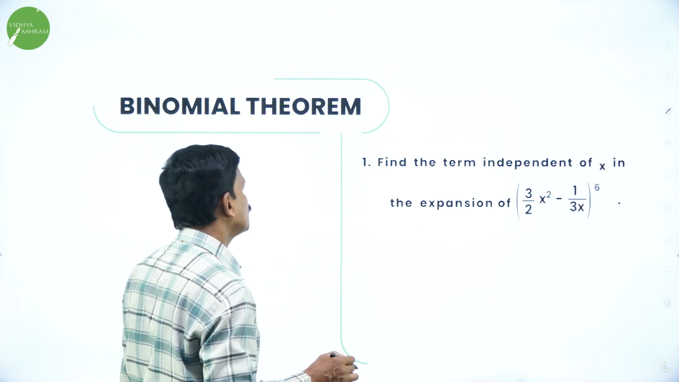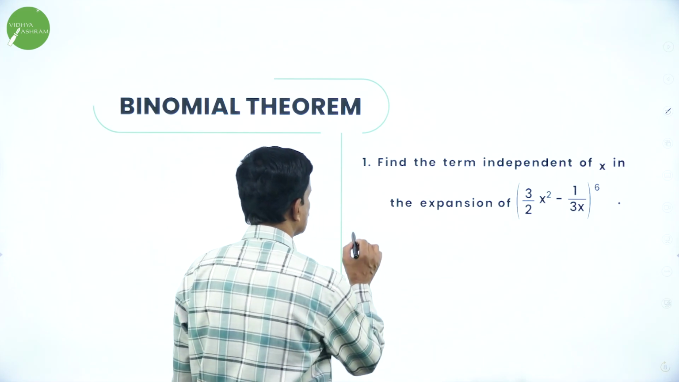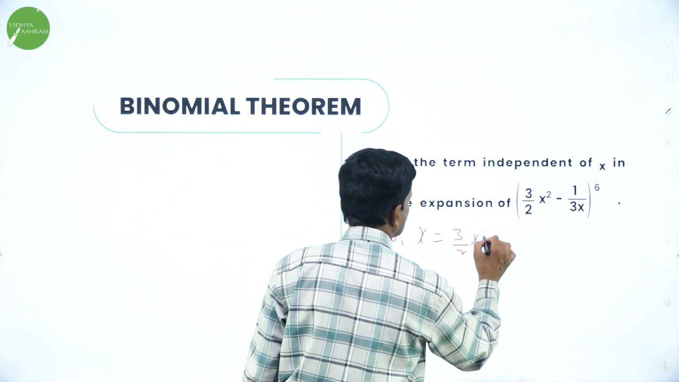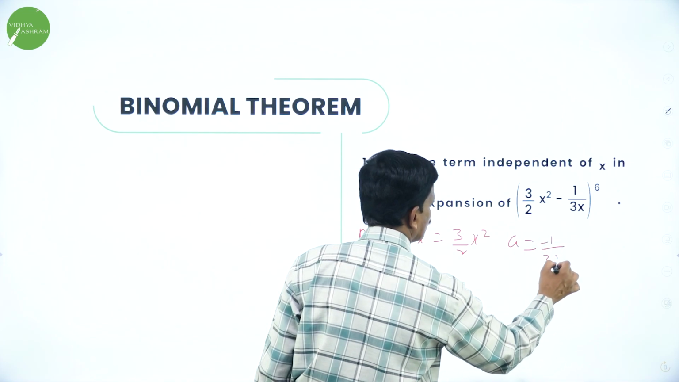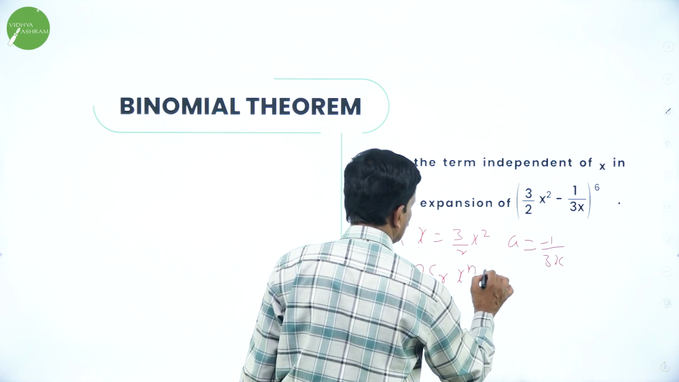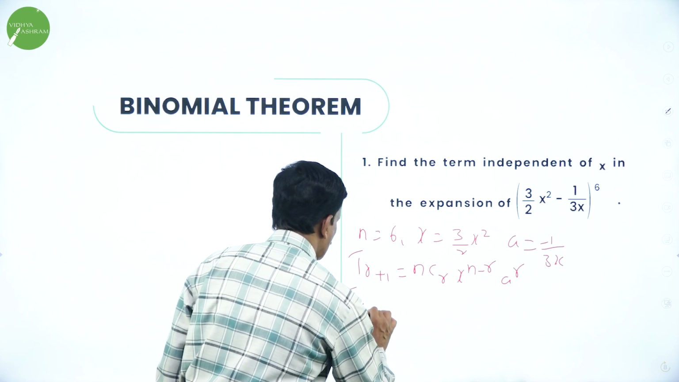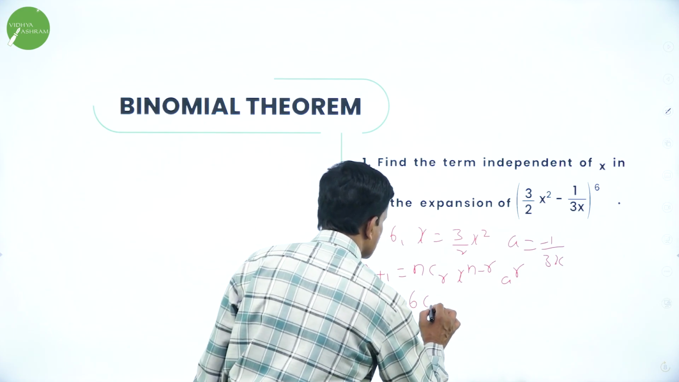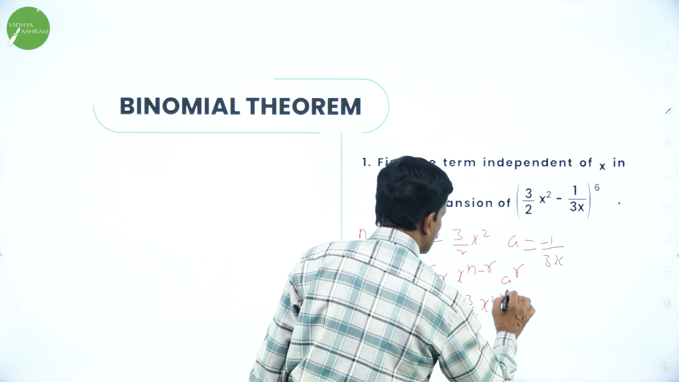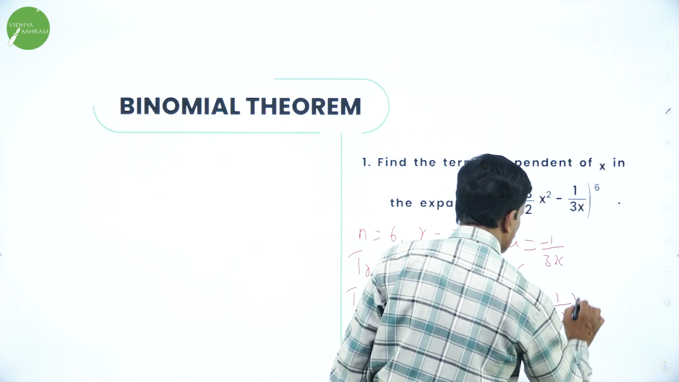Find the term independent of x in the expansion of (3/2 x square minus 1 over 3x) to the power of 6. Same as usual, n is equal to 6, x is equal to 3 by 2 x square, a is equal to minus 1 over 3x. The nth term, T(r+1) is equal to nCr x to the power of n minus r a to the power of r. So T(r+1) is equal to 6Cr, what is x? x is (3/2 x square) whole to the power of 6 minus r into a, which is (minus 1 over 3x) to the power of r.